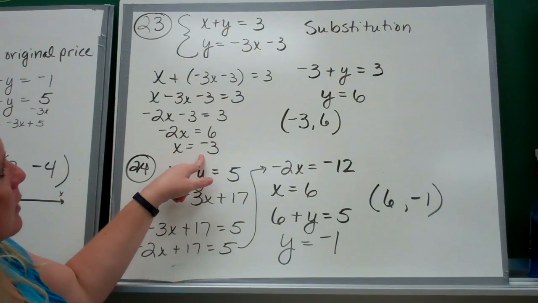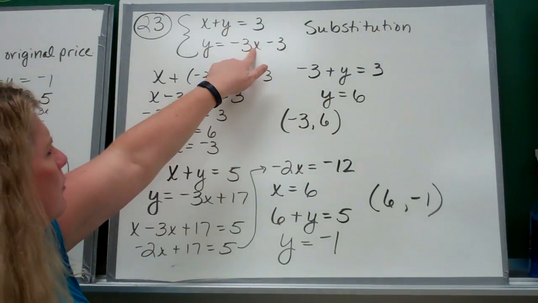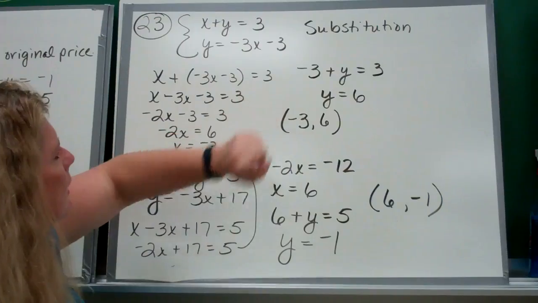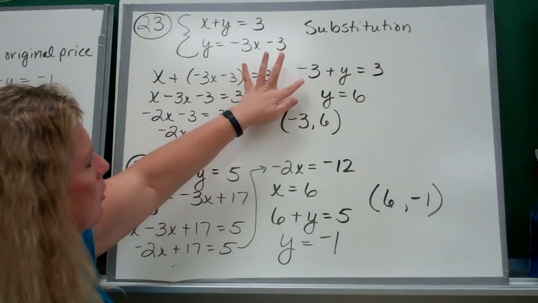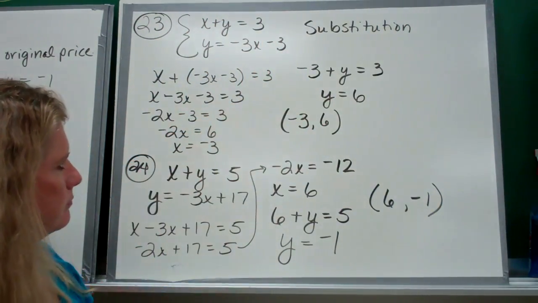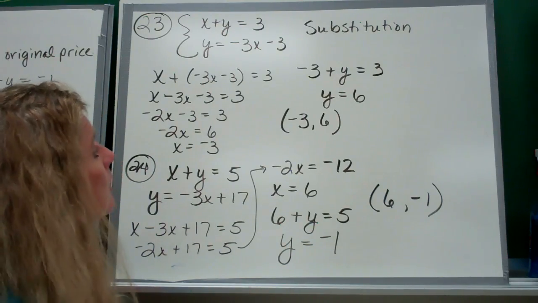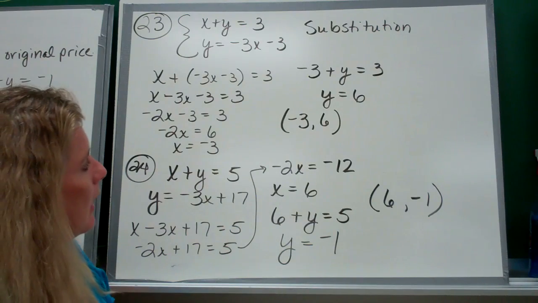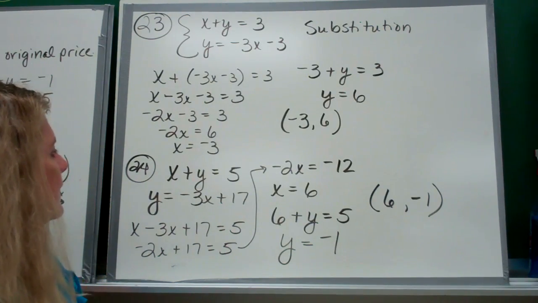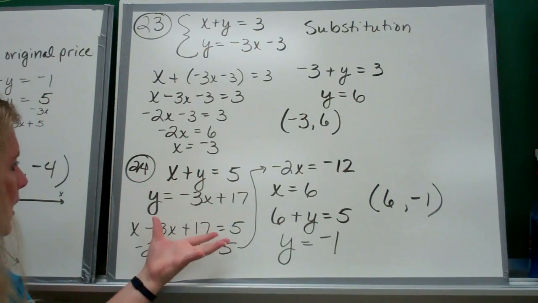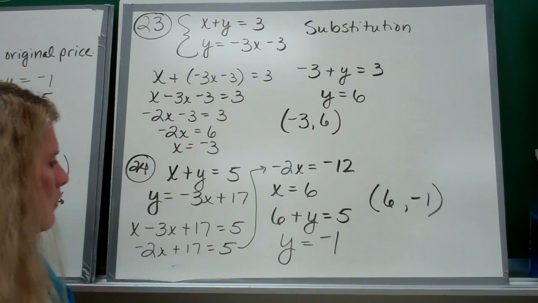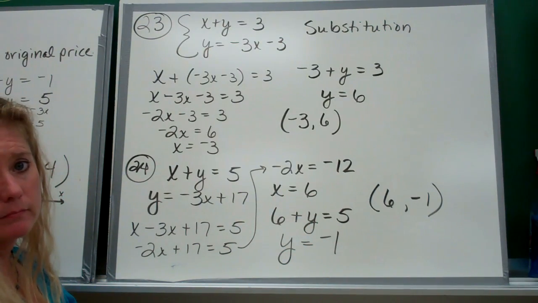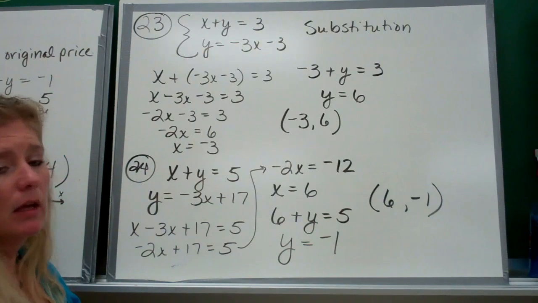Now once you've got x, you have to get y. You could plug x in here to get y, or here, it doesn't matter. I used this equation because there was less to do with it. So negative 3 plus y equals 3. Add 3 to both sides, y is 6. Same type of problem. I'll leave that for you to look at.